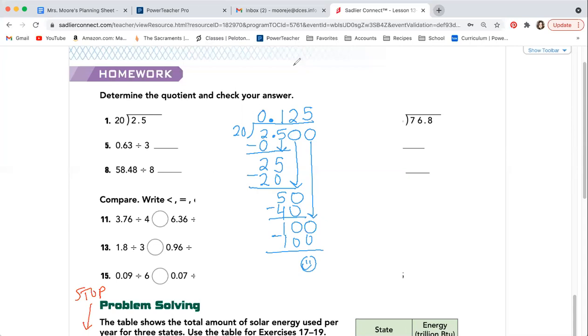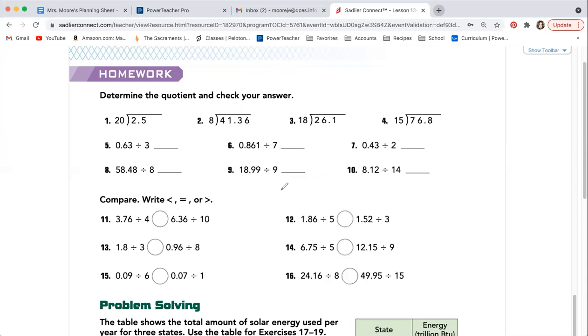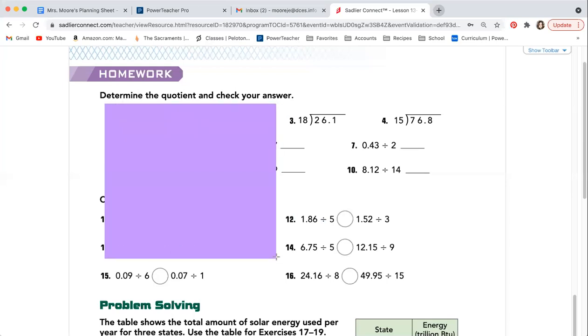Could we do another one with this, maybe adding on decimal zeros? Let's do another one. I think I had to add decimal territory to number 3. Let's try number 3. I'm going to get a workspace going for myself. Maybe I'll make a purple one this time. A purple workspace for number 3. Okay.